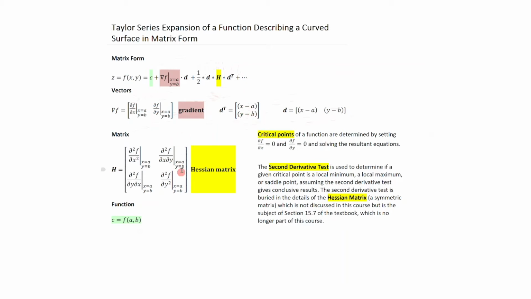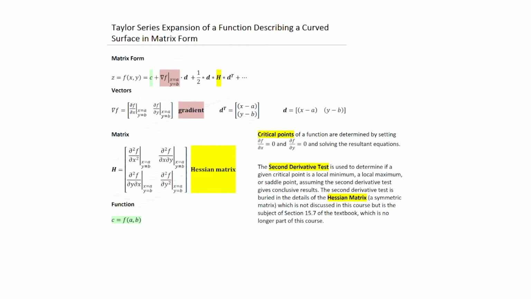And H would be a matrix, which includes all those partial derivatives that we looked at in the previous slide. So there's the second derivative with respect to x, xy, yx, and the derivative with respect to y taken twice. This thing is called the Hessian matrix. As an exercise, if I take D times this matrix times D transpose, I'll get the same expression as you saw on the previous page. So this is in a much more compact form, and it's much easier to work with in many cases.